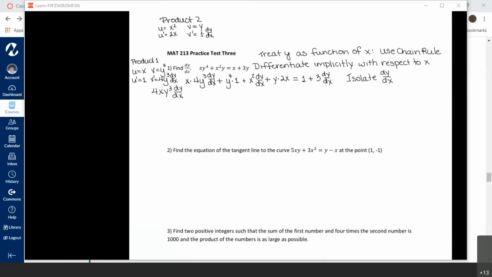Again, you don't have to do this, but I find if I don't do it, I tend to lose things. The next term is just y to the fourth. This term doesn't have to change, x squared dy dx. And the last term, I'm going to make 2xy. And again, on the other side, nothing has to change.